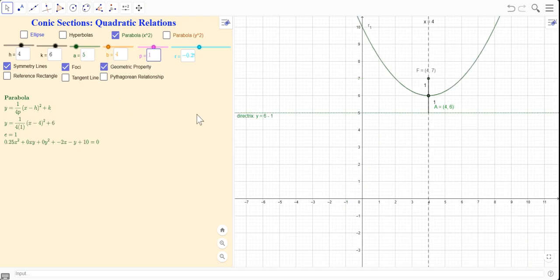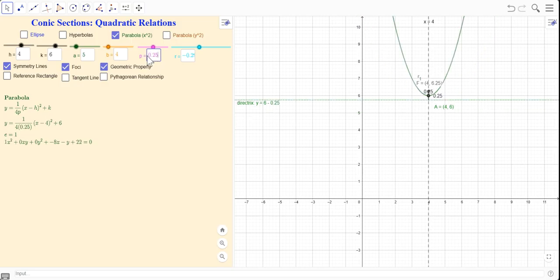Okay, and if you do that, then the coefficient of the x squared term is going to be 1 over 4p. Notice I started with p equal to 1/4, 0.25, and 4 times 1/4 is 1, so this is just 1. And we started with y equals x squared.